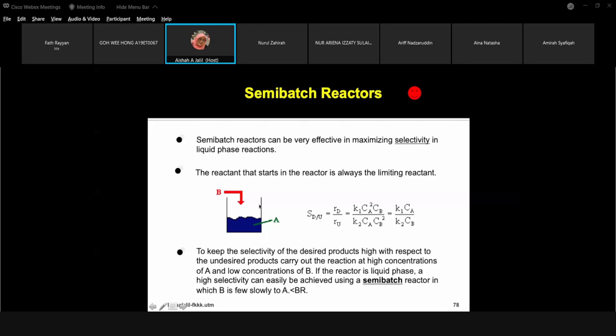That is a batch reactor. But what is semi-batch? Semi-batch is when another chemical or another reactant is put in dropwise to the batch reactor. That we call a semi-batch reactor. So like this, B is dropwise.